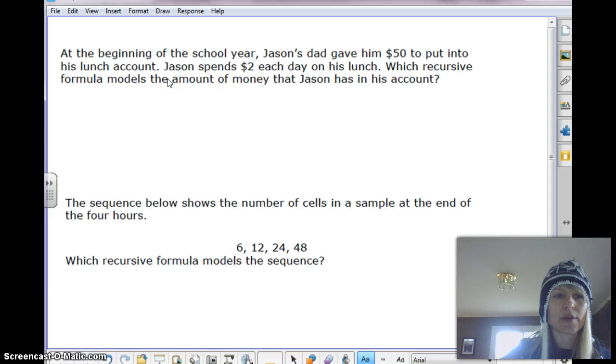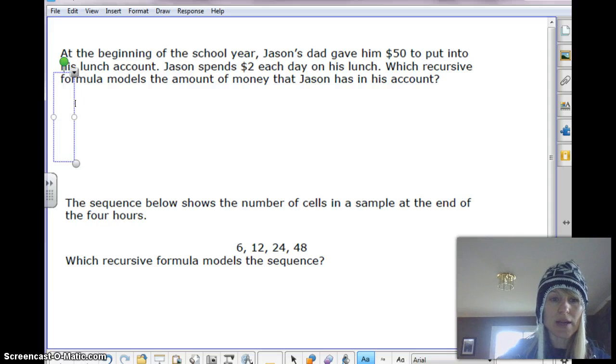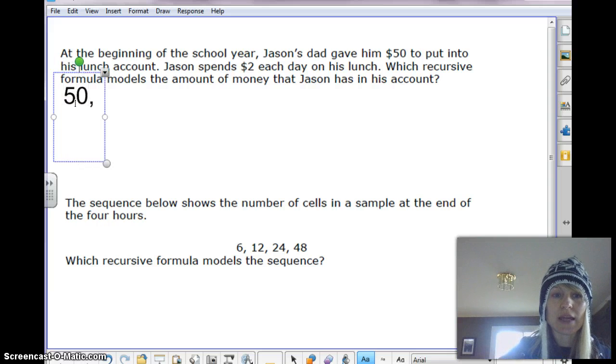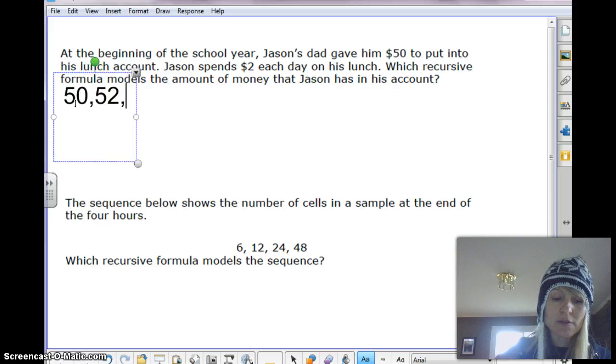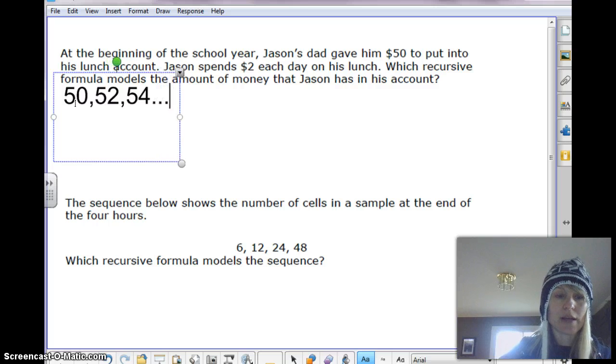So let's look at an example. It says, at the beginning of the school year, Jason's dad gave him $50 to put into his lunch account. Jason spends $2 each day on his lunch. Which recursive formula models the amount of money he has in his account? What they're asking for is a next-now equation. He started with $50, and then each day changes by $2, so then this would be 52, and this would be 54, and on and on.